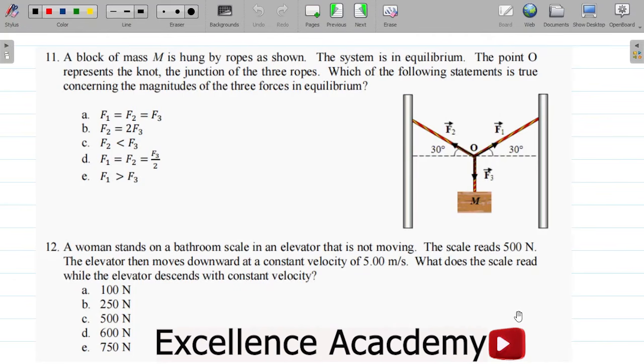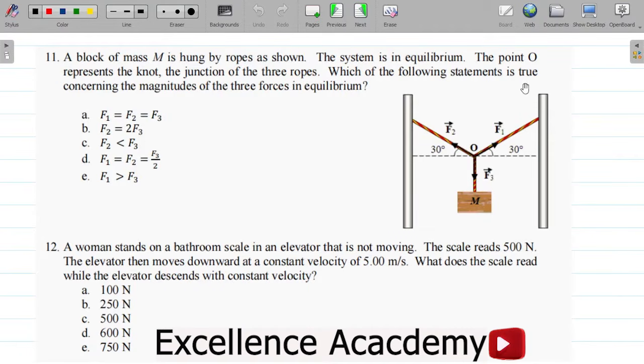Let's look at yet another question in the General Physics Examination Revision questions. Question 11 says a block of mass M is hung by ropes as shown in this diagram. The system is in equilibrium. The point O represents the knot, the junction of the three ropes.